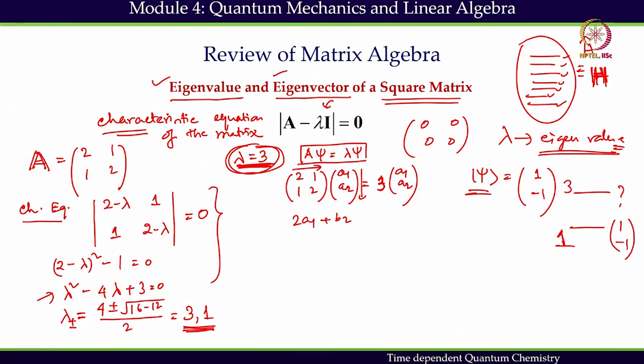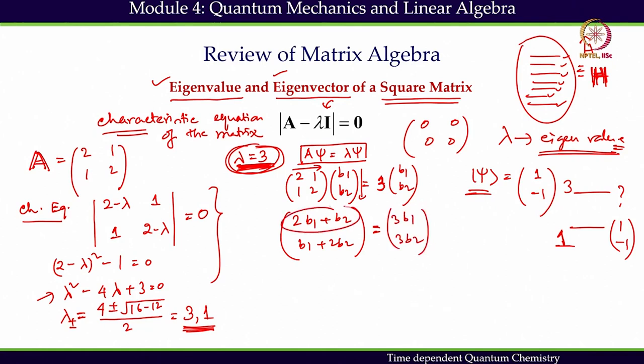This is now going to be a new coefficient, because this is a new state. So I will call it B1, B2, associated with this eigenstate. So I have 2b1 plus b2, and this one is b1 plus 2b2, which is now going to be 3b1, 3b2.